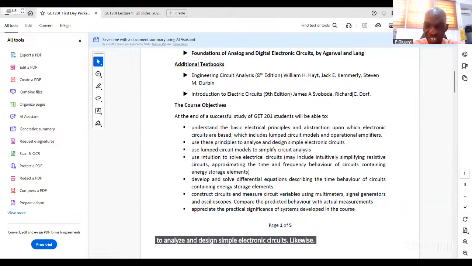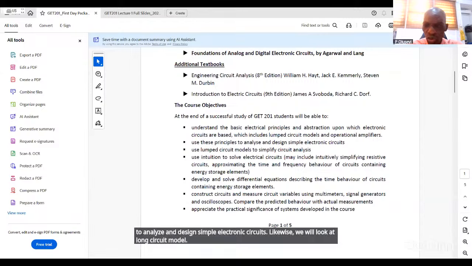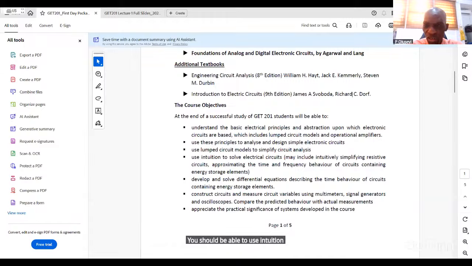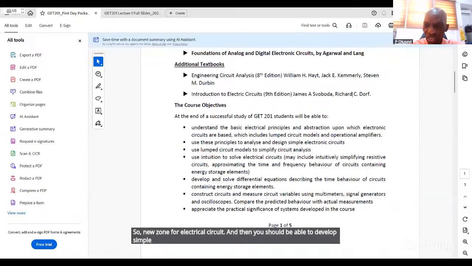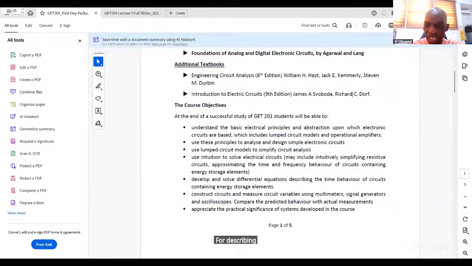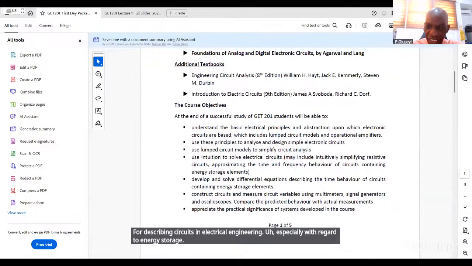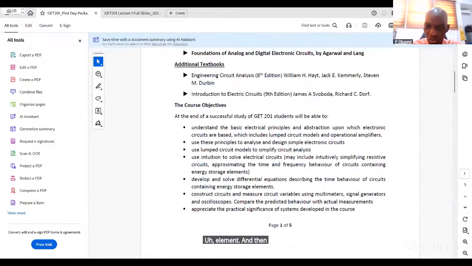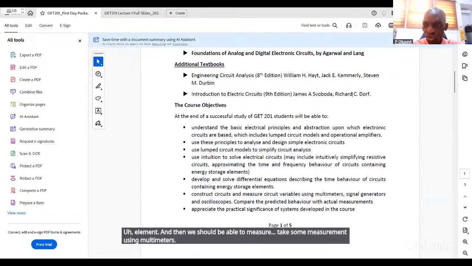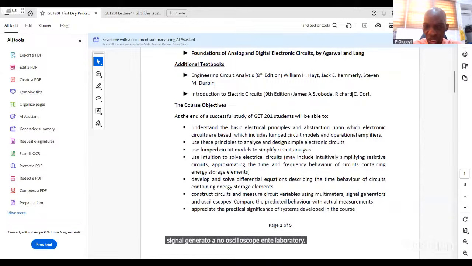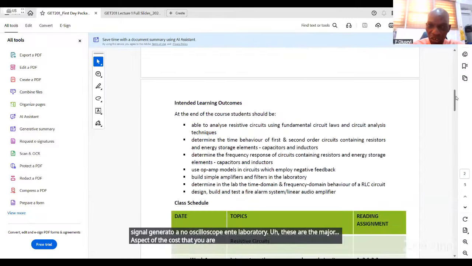Likewise, we will look at the lumped circuit model. You should be able to use intuition to get some solution for electrical circuits. And then you should be able to develop simple differential equations for describing circuits in electrical engineering, especially with regard to energy storage elements. And then we should be able to take some measurements using multimeters, signal generator, and oscilloscope in the laboratory. These are the major aspects of the course that you are expected to be able to handle.